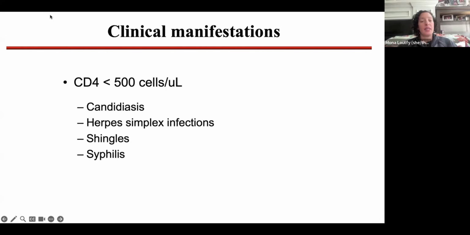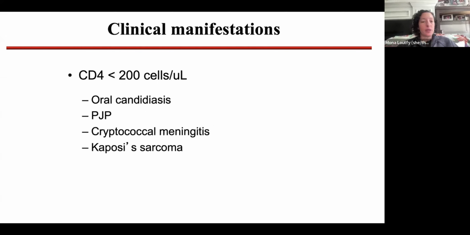These are not AIDS-defining illnesses. So someone might present with intractable candidiasis. Someone with a vagina could have vaginal candidiasis and it just won't go away. So that might be a signal to test for HIV. Herpes simplex, shingles in a young person. You know, it can happen from stress, but it can also happen from HIV. And you can have co-infections with something like syphilis.